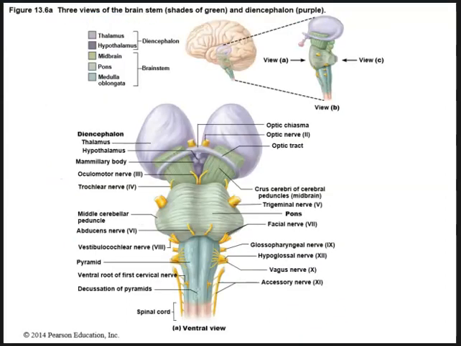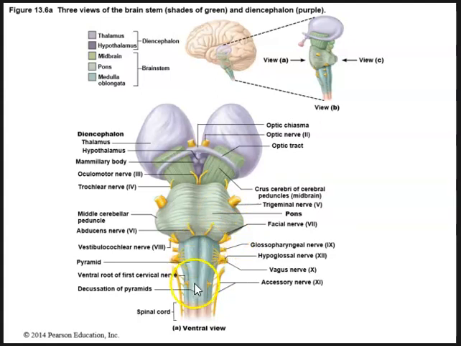So again, here we see the brainstem. We can see the midbrain here with the cerebral peduncles. We have the pons. The very important cranial nerve off of the pons is this large trigeminal nerve, located laterally along the lateral borders of the pons. And then at the base of the pons, we see the facial nerve.